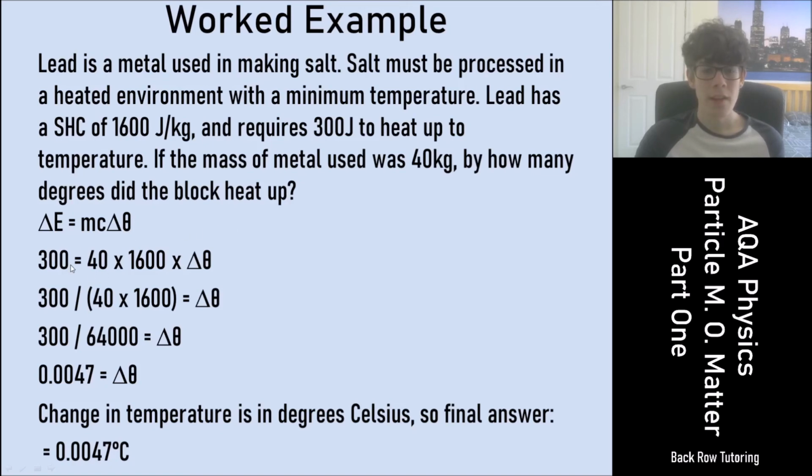So firstly, we're going to divide both sides of our equation by 40 times 1,600. If we do that, we get 300 divided by 40 times 1,600 is equal to our change in temperature. Evaluating 40 times 1,600, we get 64,000. 300 divided by 64,000, well, that's 0.0047. So our change in temperature in degrees Celsius is 0.0047.